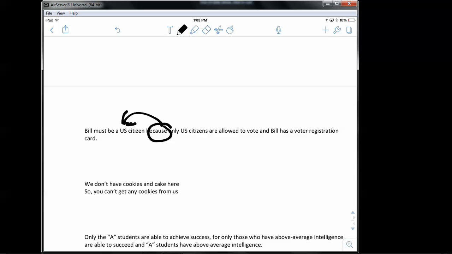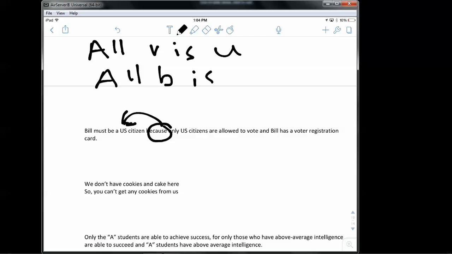So only U.S. citizens are allowed to vote. What does that mean? That means something like this: all voters must be U.S. citizens. Notice it's almost flipped around. Only U.S. citizens are allowed to vote, right? Does that mean all U.S. citizens are allowed to vote? No, no. It means that the only way you can vote is if you're a U.S. citizen. So all V is U. Bill has a voter registration card. So what that assumes is all of Bill is a voter, right? Therefore, all Bill is a U.S. citizen, right? And that is valid, by the way.